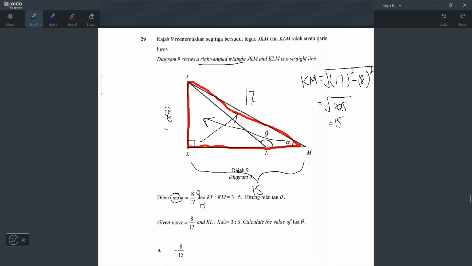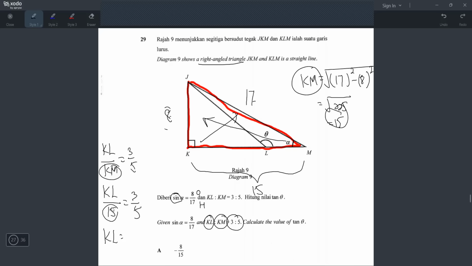Now let's see what it says. KL ratio KM is 3 ratio 5. It means KL divided by KM equals 3 over 5, because a ratio can change to a fraction. And you already have the KM length, you found it just now, so you can substitute inside here. KL over 15 equals 3 over 5 because KM is 15. Now you can get your KL length. You just move the 15 over, which is divide, and when you move it becomes multiply. So 15 times 3 over 5, you'll get 9. So now this is 9. And what is 15 minus 9? 4, right? Hey, 15 minus 9 is not 4. 15 minus 9 is 6. Sorry, my mistake.